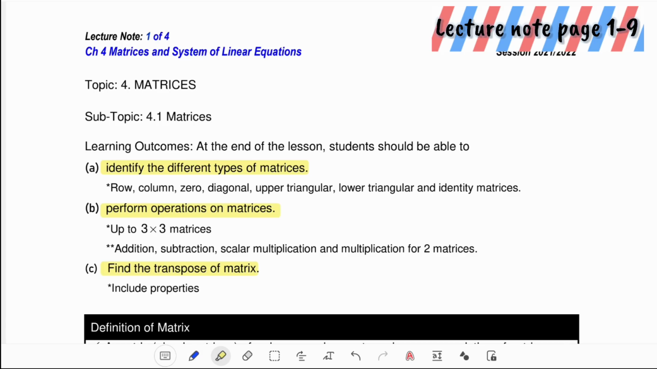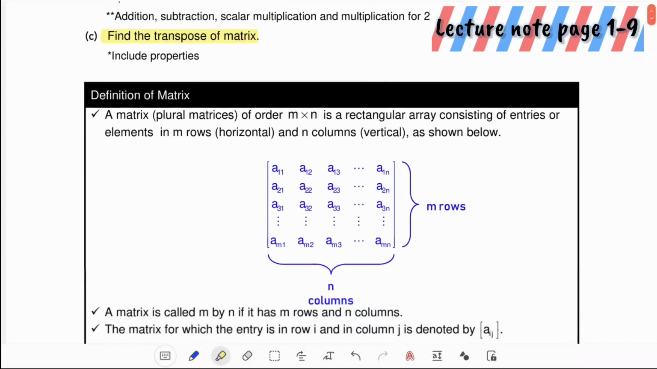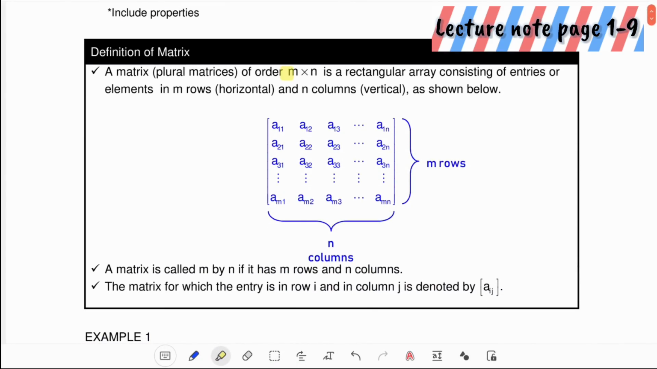So what basically does it mean by matrix? A matrix of an order m by n is a rectangular array consisting of entries or elements in m rows horizontally and n columns vertically, as shown below. A matrix is called m by n if it has m rows and n columns, and the entry in row i and column j is denoted by Aij.